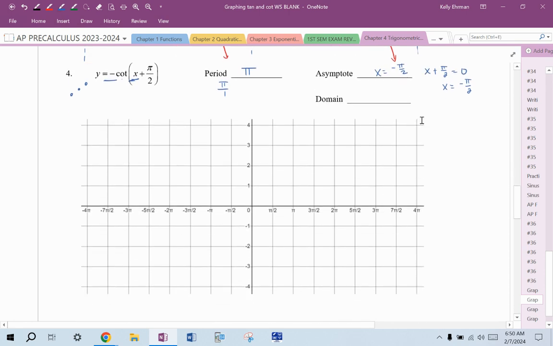All right, so I'm going to sketch that in. The next asymptote is plus or minus pi units away from that. So if I add pi, which is 2 boxes, I land at pi over 2. If I subtract pi, I'm at negative 3 pi over 2. So you can see there's asymptotes every 2 boxes again at all of the pi over 2's. I'm just going to fill those in.